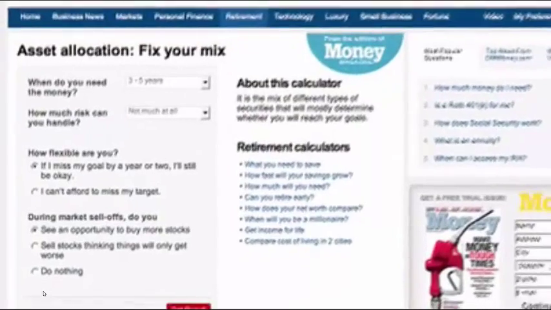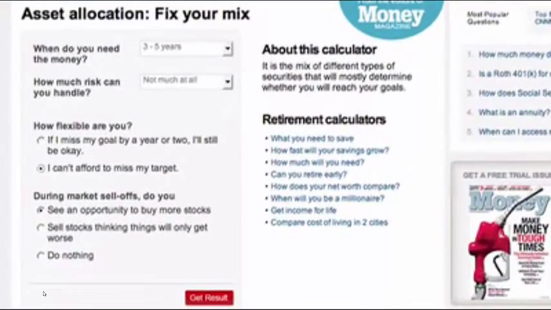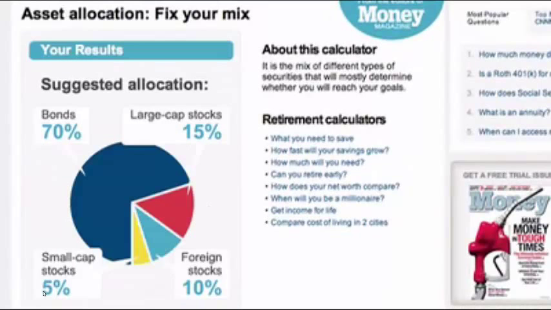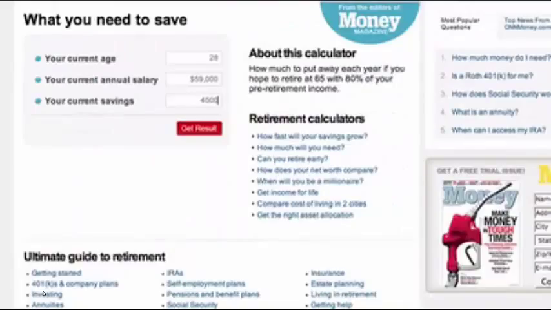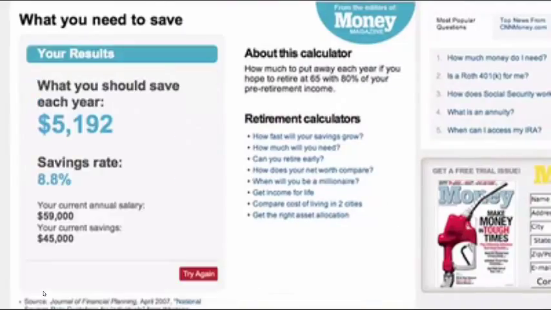Similarly, if your investment portfolio is skewed too heavily towards stocks or bonds, you can go to our Asset Allocator tool for advice on how to create a stocks-bonds mix that makes sense given your financial goals and your tolerance for risk. And if you've fallen behind saving for retirement, you can go to our What You Need to Save calculator, where you get a quick estimate of how much you ought to be putting away each year, given your age and the amount of money you already have saved.